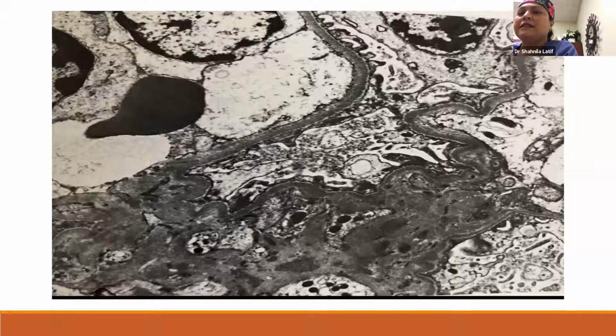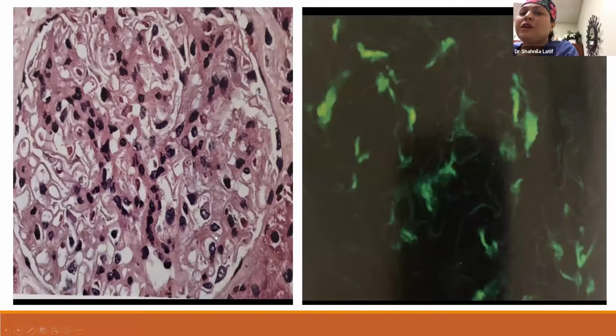Next slide is class 2, where you can see increased mesangial cellularity. So it's kind of a mesangial proliferation there. We call it mesangioproliferative lupus. And by the way, these classifications are ISN/RPS classification, which is the most recent one. There are multiple WHO classifications, but we don't follow those old ones. So I'm talking about this new classification.